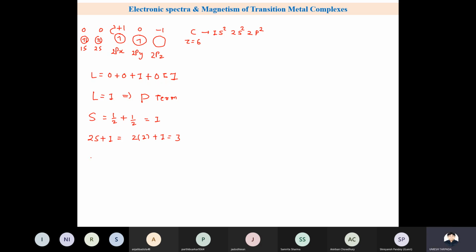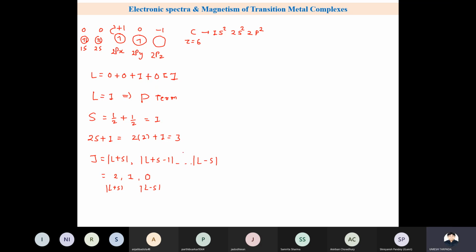Now what is the J value? See, is the configuration more than half-filled or less than half-filled? Less than half, yes, it is less than half-filled. So the possible J values are L plus S, L plus S minus 1, down to L minus S. L value is 1 and S value is 1. So 1 plus 1 is 2, then 1 plus 1 minus 1 is 1, then 1 minus 1 is 0. These are the possible J values.